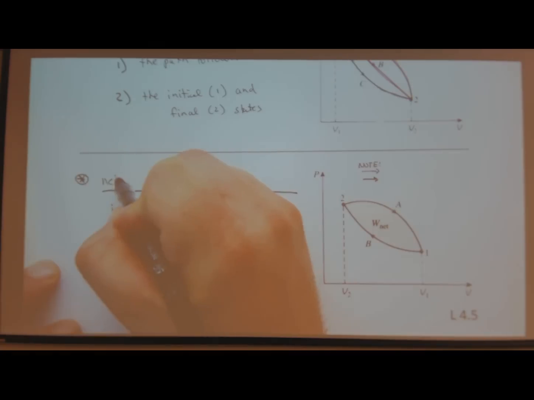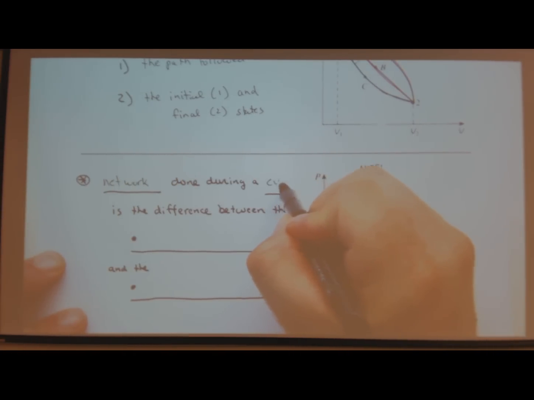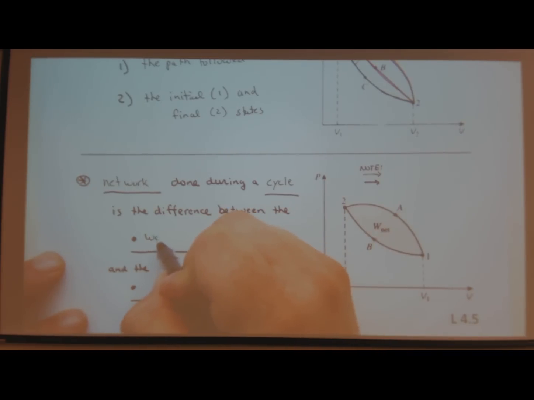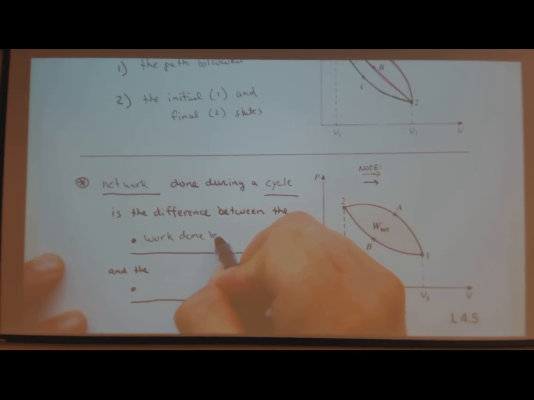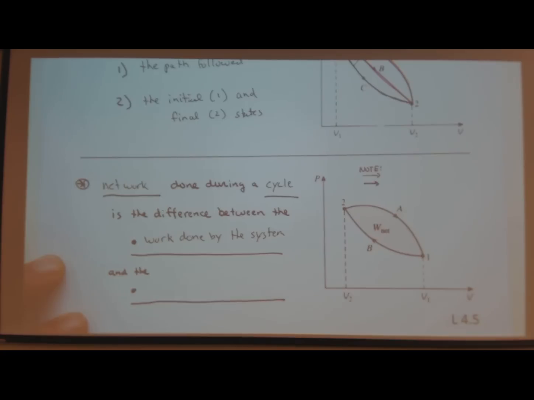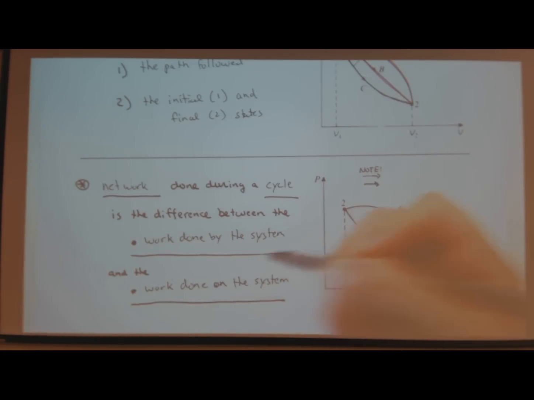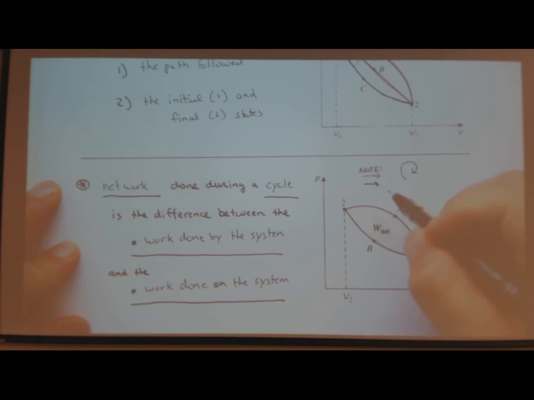So also the net work done during a cycle is the difference between the work by the system and the work done on the system. So if I'm counterclockwise, I have more work done on the system than by the system. So in here I have clockwise, net work by, and counterclockwise, work on.